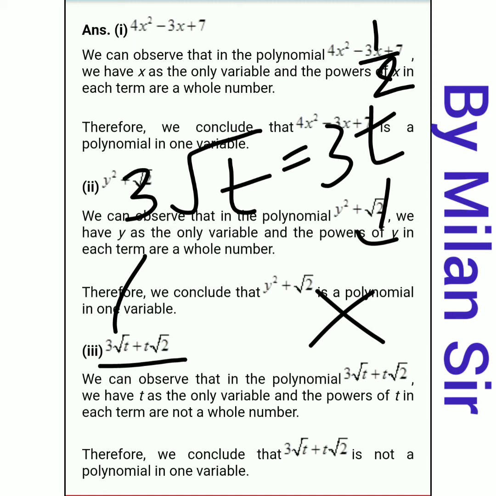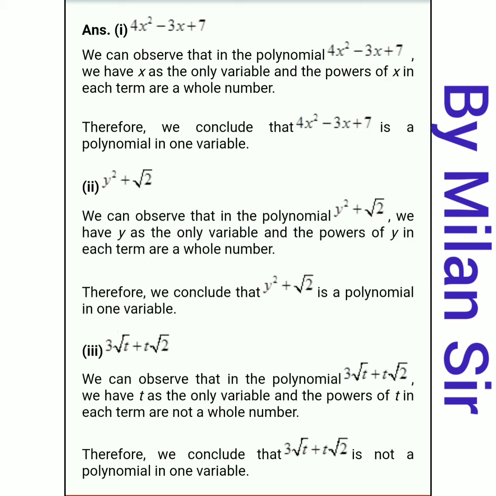Because what is the condition of a polynomial? The exponent needs to be a whole number. 1 by 2 is not a whole number. That's why this is not a polynomial, right? So here at last it is written that we conclude that 3 under root t plus t under root 2 is not a polynomial in one variable, right?